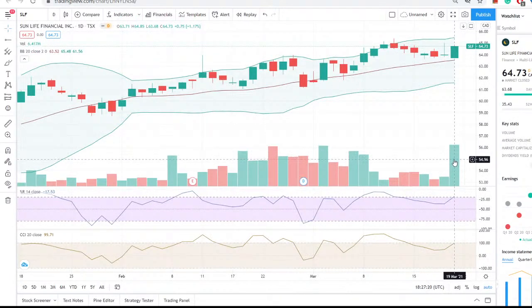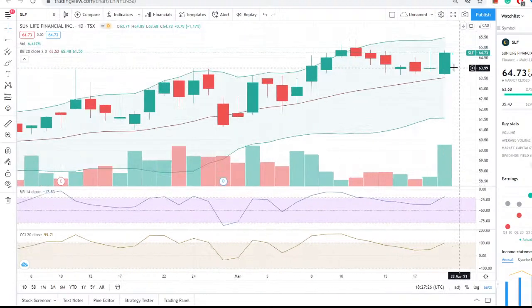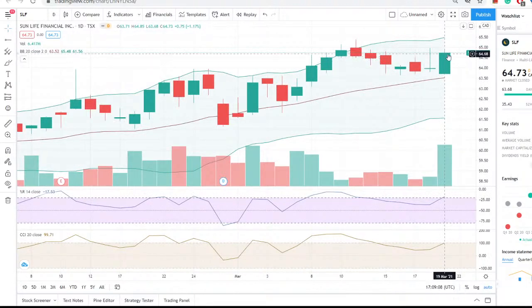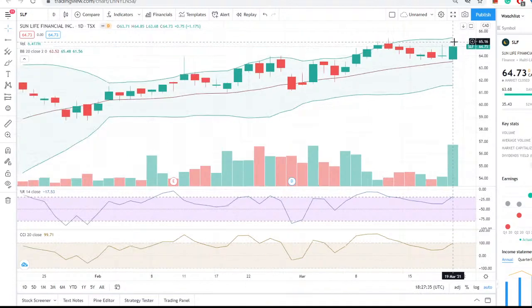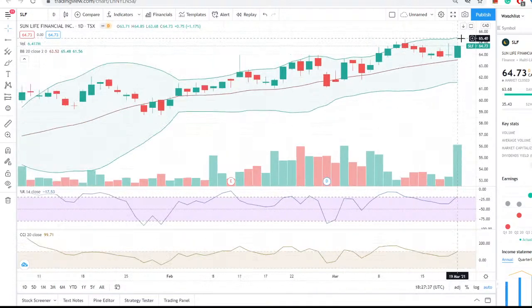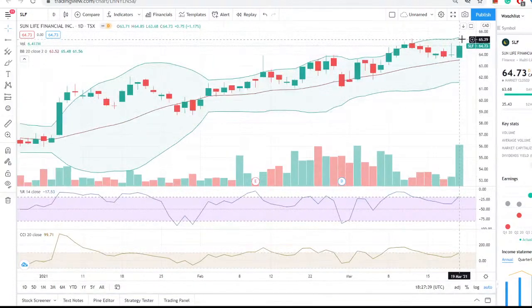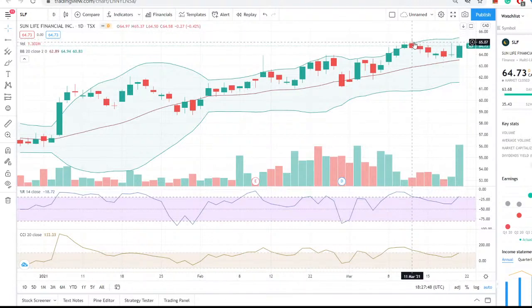On the daily chart, there was high volume with a green candle and almost a Marubozu candle. So on Monday, we can expect it to be green, and a target of 64.65 it can touch. Here it was 65.37.